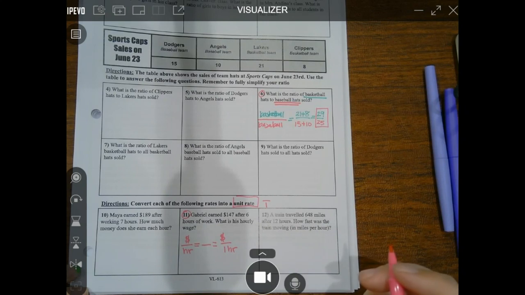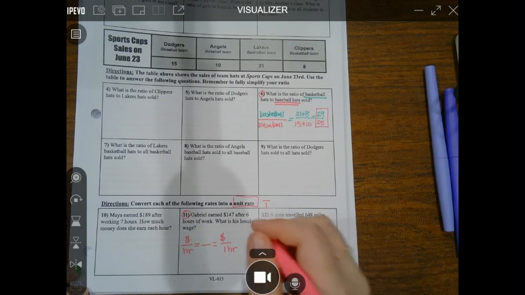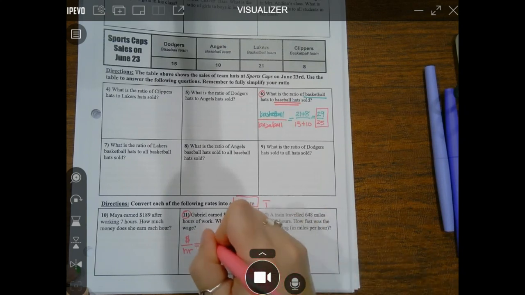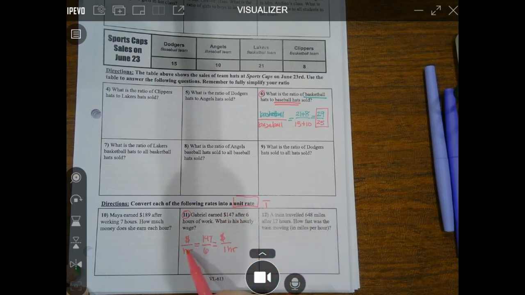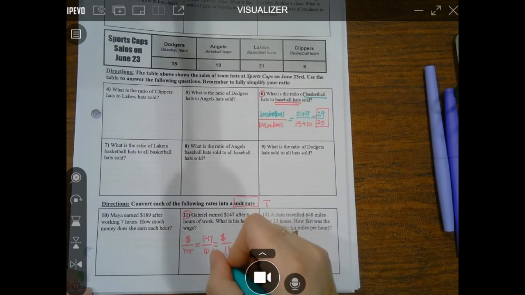So then let's look at the problem. They told me, okay, for $147, you have to work 6 hours. So I put the 6 here because that was hours and 147 because that was the money. Now, how do you get 6 to become 1? Yeah, that's right. You divide it by 6, right?